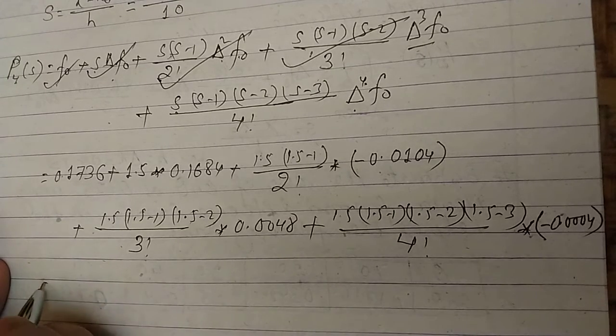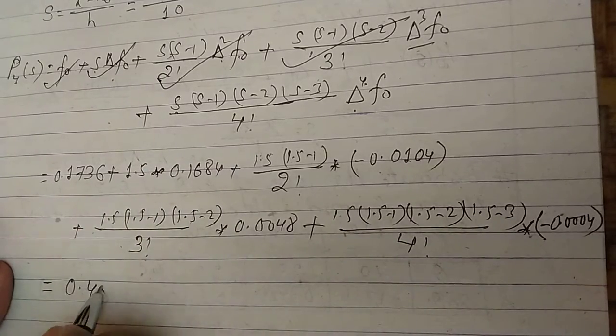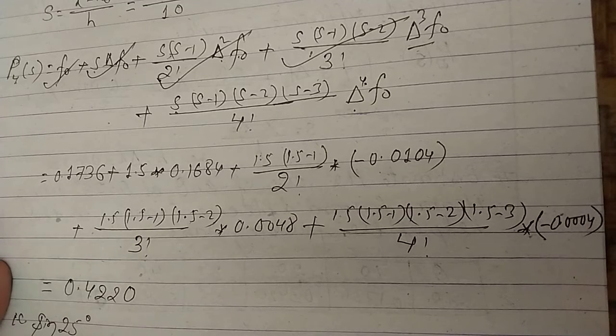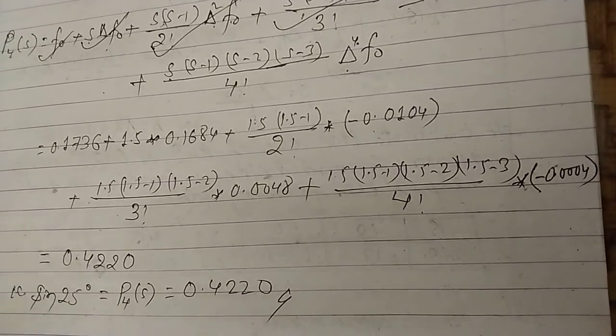Now calculate the whole terms. You will get 0.4220. That is, sine 25 degree as asked in the question will be equal to P4, which equals 0.4220. So that is the answer.